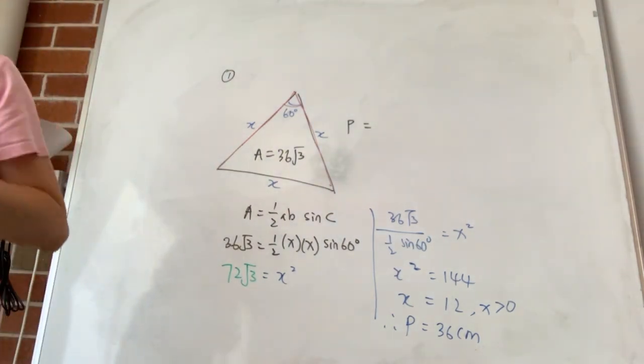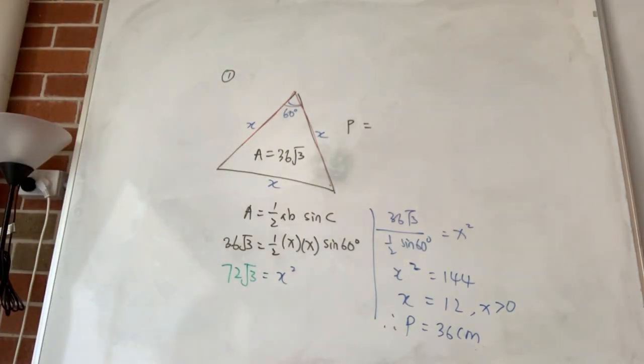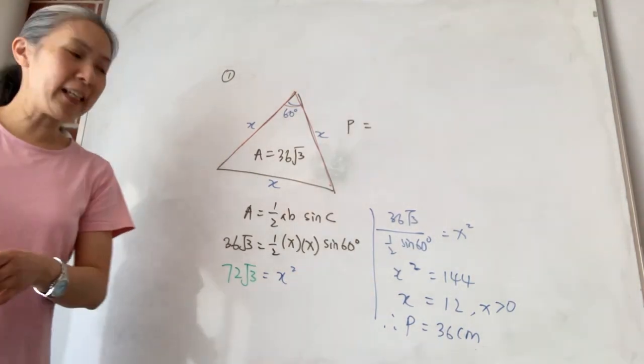Make sure you do answer the question, okay? It's like a 3-mark question. This one, I would say at least 2. So 1 mark will probably be for putting in the formula and finding x, and then the perimeter has another mark.